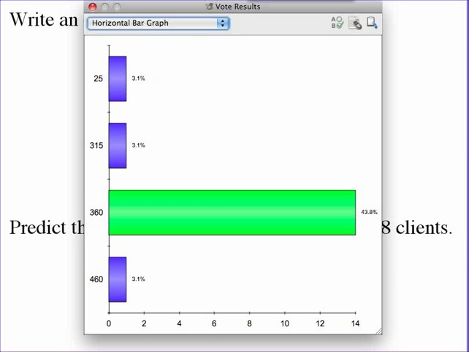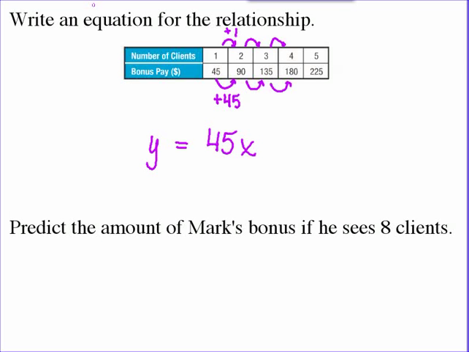And the answer is $360. So how we got the 360 is we took 45 times 8. All right, so let's go ahead and look at this next one.